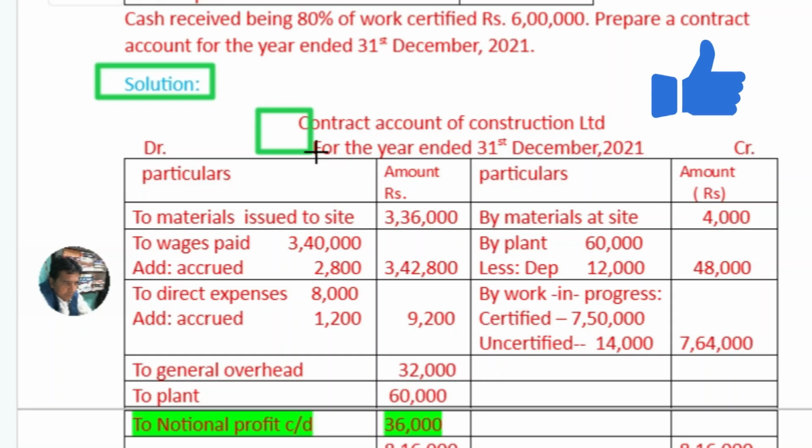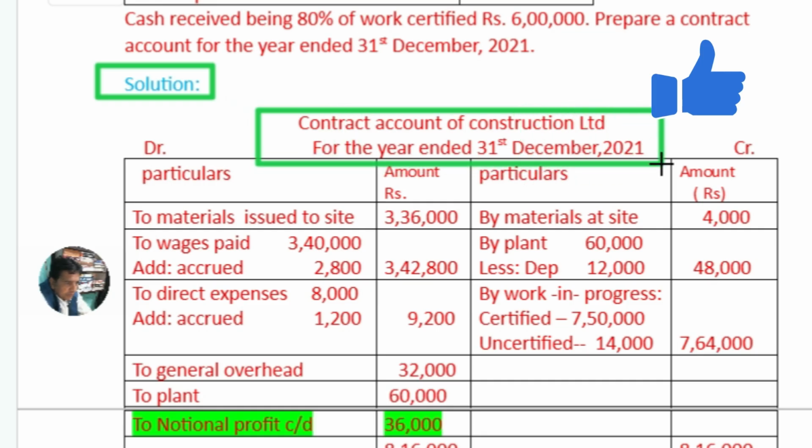Solution: contract account of Construction Limited for the year ended 31st December 2021. Debit side, credit side. Contract account is nominal in nature. Now all expenses are to be debited and closing balance and work in progress shall be credited. Closing balance of assets, materials lying at site at the end of the year, closing balance of machinery, plant and machinery, and the vital thing is that in contract costing, work in progress.